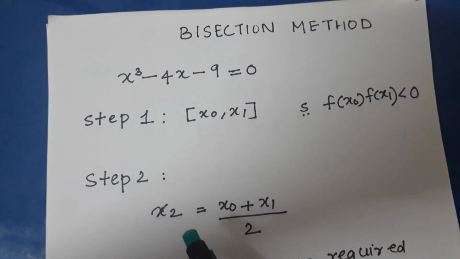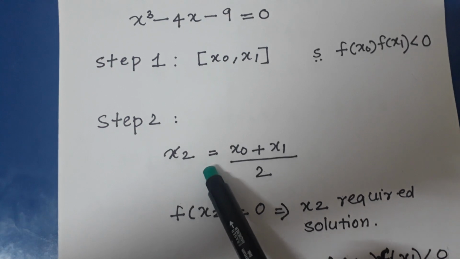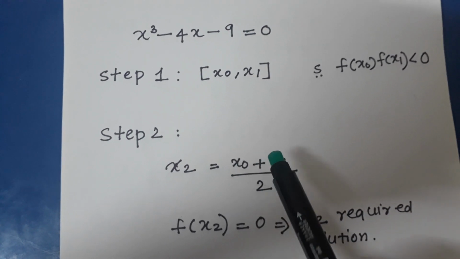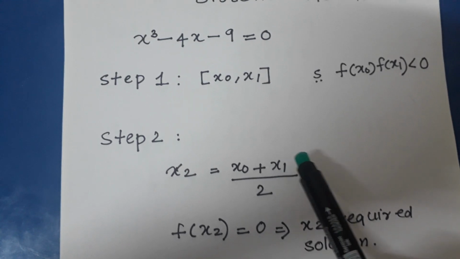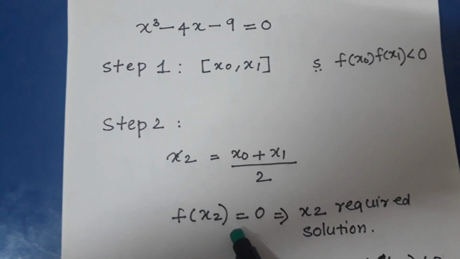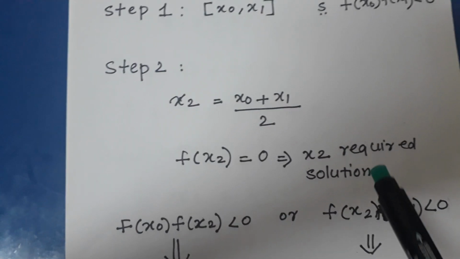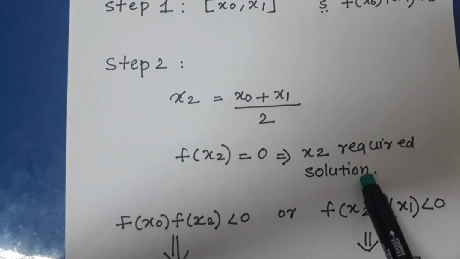Now we consider the midpoint of the interval, that is x2 equal to (x0 plus x1) by 2, which is our approximate solution. Now we find the value of f of x2. Suppose f of x2 is equal to 0, then x2 is our required solution.